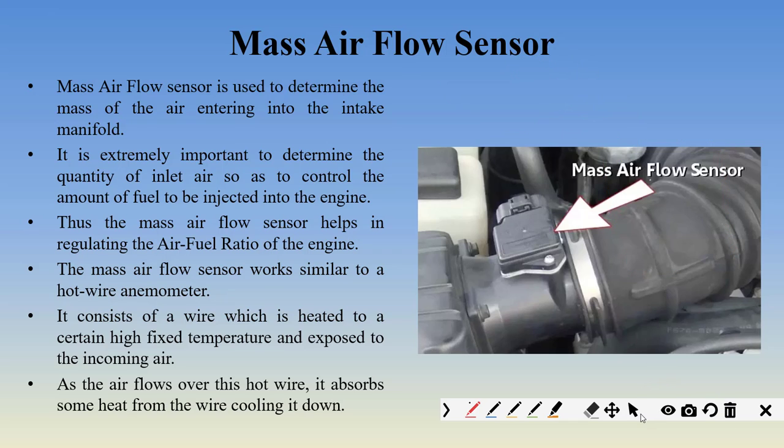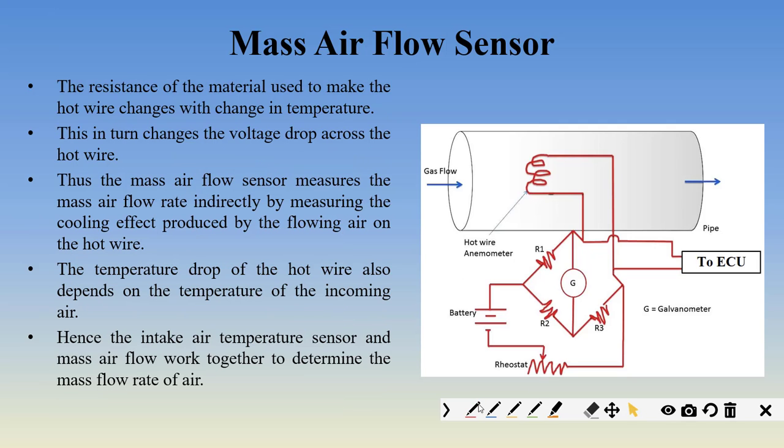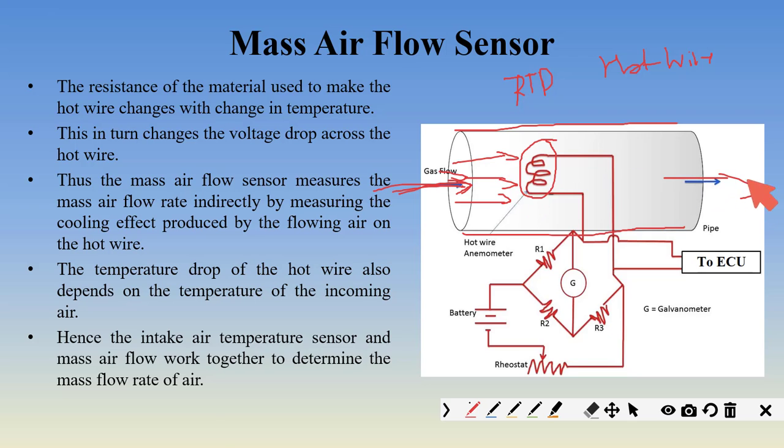Now first of all, we will see how the mass airflow sensor works. The mass airflow sensor also uses a principle similar to the RTD. In the mass airflow sensor, we use the hot wire method. What is the hot wire method? This is your hot wire. This tube-like thing is your intake manifold. Intake air is coming from the atmosphere, flowing and going to the engine.